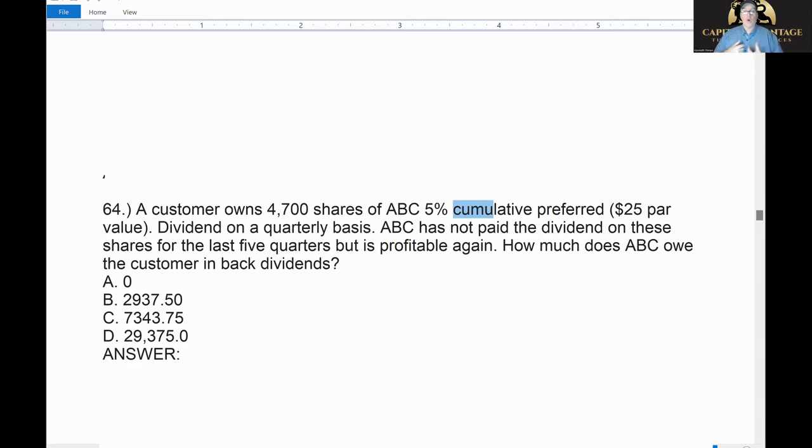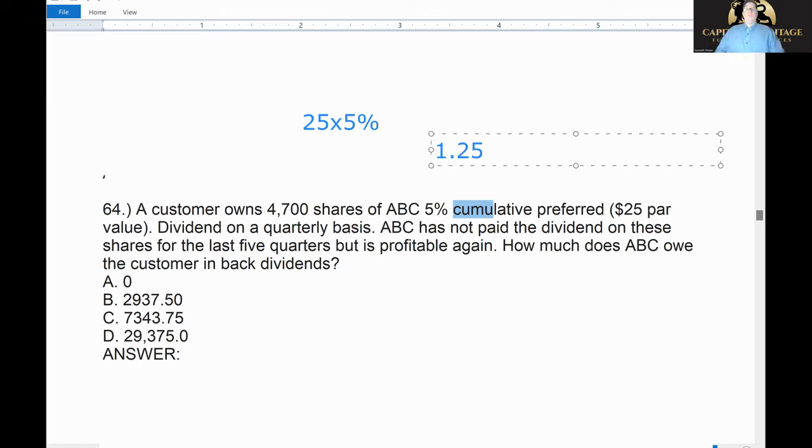We have not paid for five quarters, so the first thing we have to find out is what a dividend will be. We're going to take the $25 par and multiply it times the 5%, because that's what it's paying. It's a 5% preferred, so 25 times 0.05 means it's $1.25. The full year's dividend is $1.25.